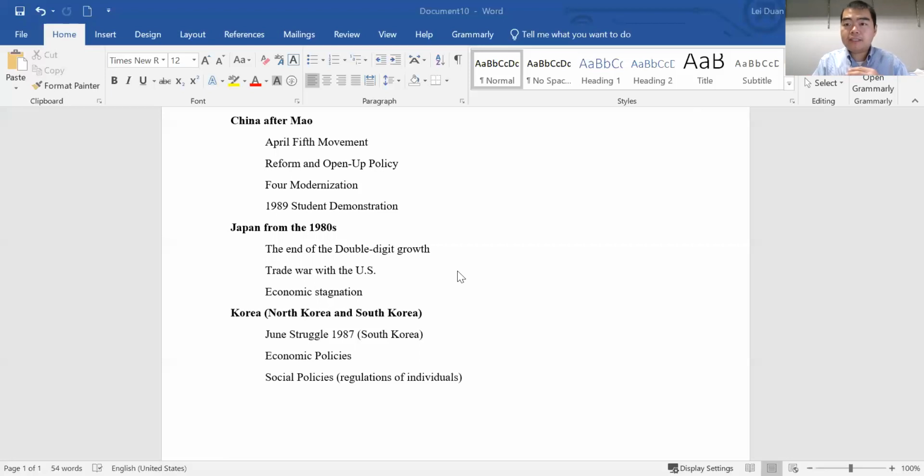And after the 1990s, Japan entered a long period of economic stagnation. So the bubble collapsed, right? The economic bubble collapsed. And so that is a major feature of Japan from the 1980s.